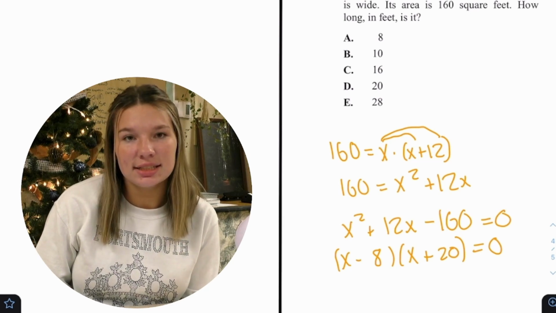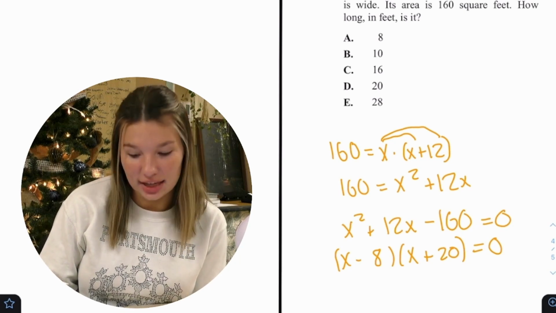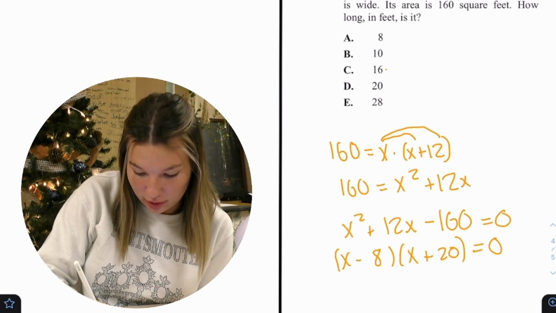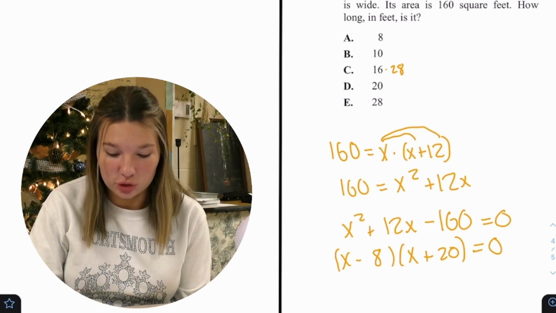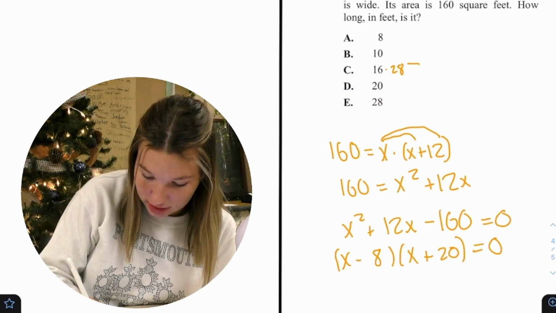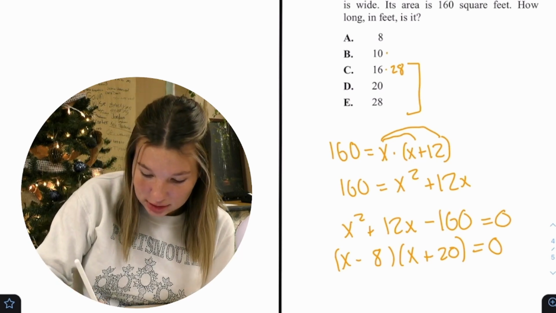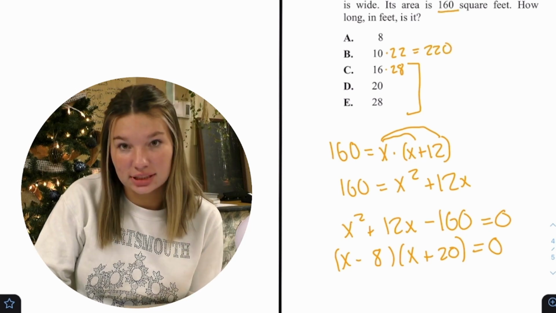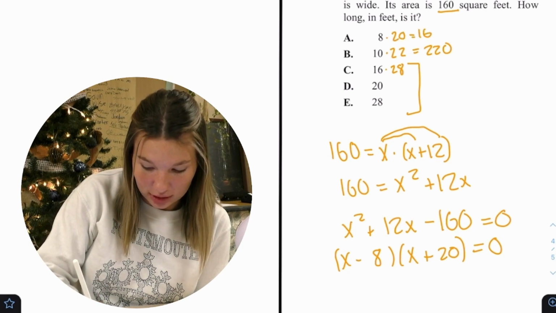But since this is the ACT, we need to be as quick as we possibly can with these questions. So what I would do to solve this one on the ACT is start with the middle number, 16, and multiply that by 16 plus 12, which would be 28. Now I know that 16 times 28 is going to be a much larger number than 160, so I know that 16, 20, and 28 are all knocked out. Then that leaves me with 8 and 10. 10 times 22 is going to give us 220, and that's bigger than the 160 that we have. So our answer has to be 8, and 8 times 20 does equal 160.